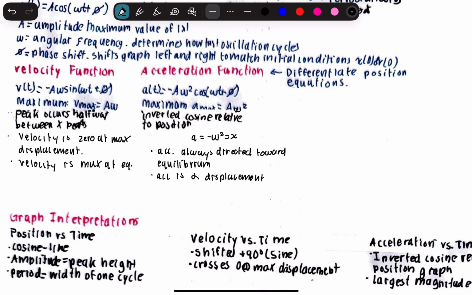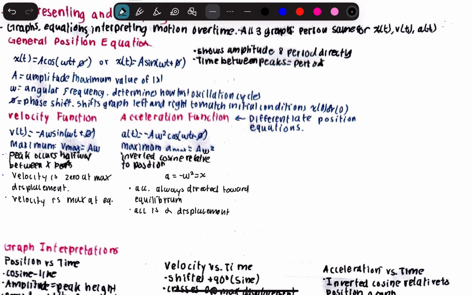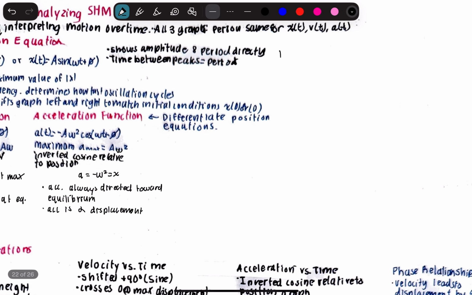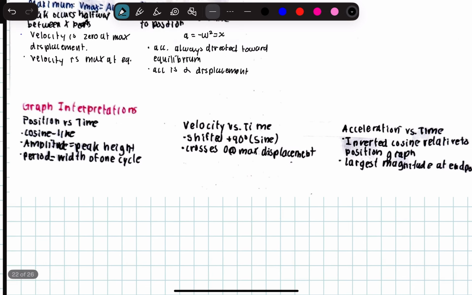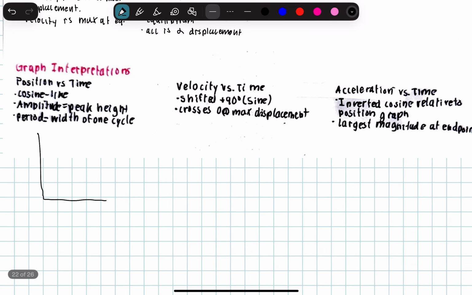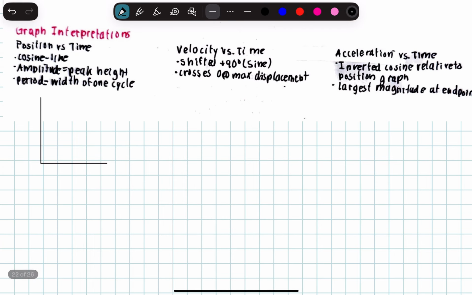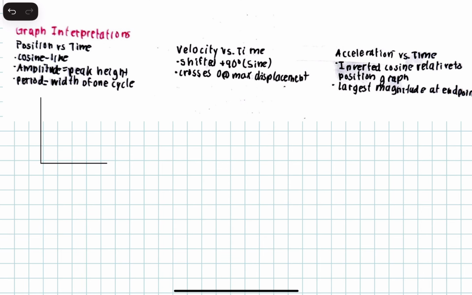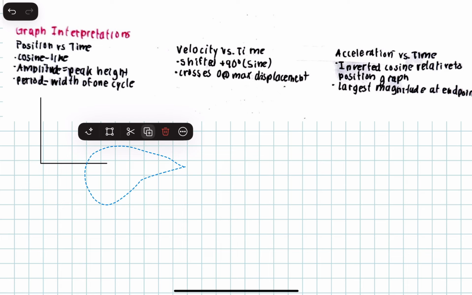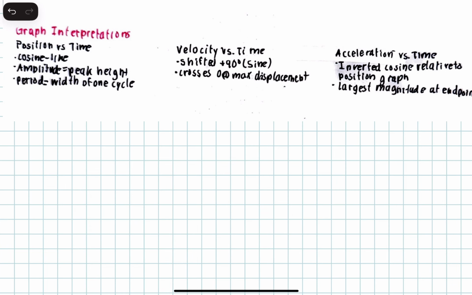So some graphs that you have to recognize are going to be the position versus time, which is sinusoidal, and the period is equal to the time between the peaks, and the amplitude is equal to the vertical height. The velocity versus time, which is sinusoidal and is shifted 90 degrees from the position time graph, and the acceleration versus time, which is sinusoidal again, and it's also inverted relative to the position graph.